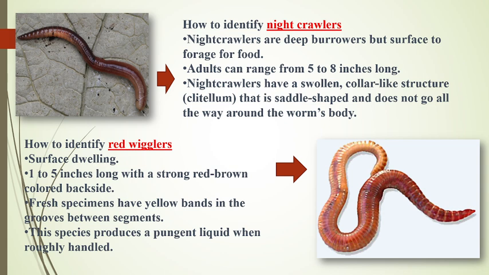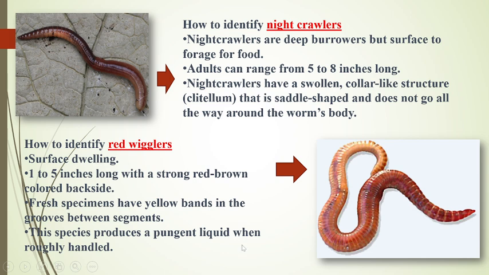Talking about night crawler species identification, the night crawlers are deep burrowers but come to the surface to forage for food. This means they are generally active during night. They burrow deep in the soil, but when they require food, they forage in the upper layer of soil. Adults range from 5 to 8 inches long. Night crawlers have a swollen collar-like clitellum that is saddle shaped and does not go all the way around the worm's body.